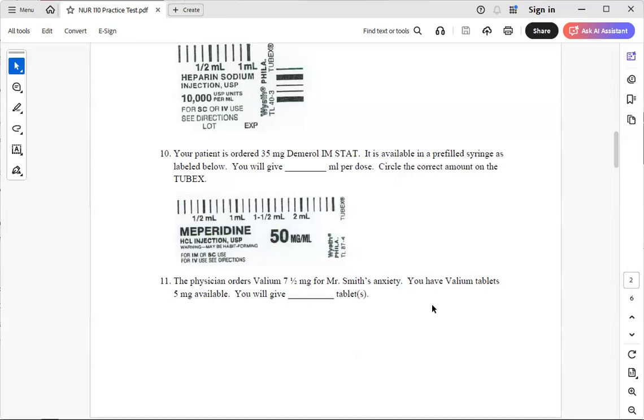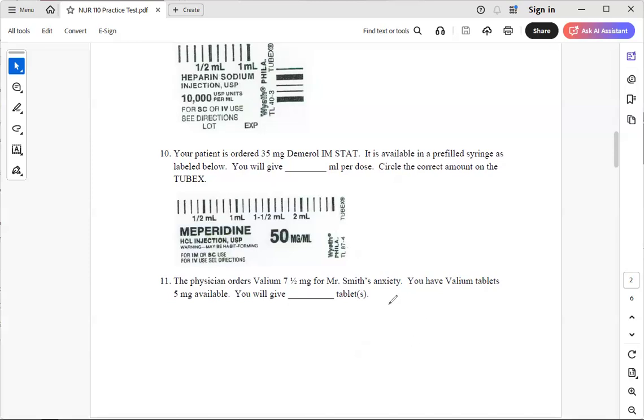Let's just go ahead and do number 11 here. So it says the physician orders 7.5 milligrams for Mr. Smith's anxiety, and then you have 5 milligram tablets available. How many tablets are you going to give?